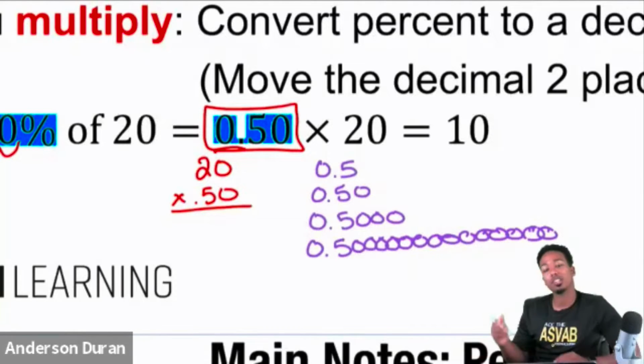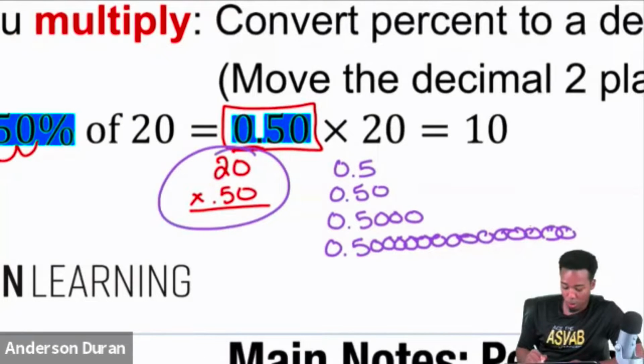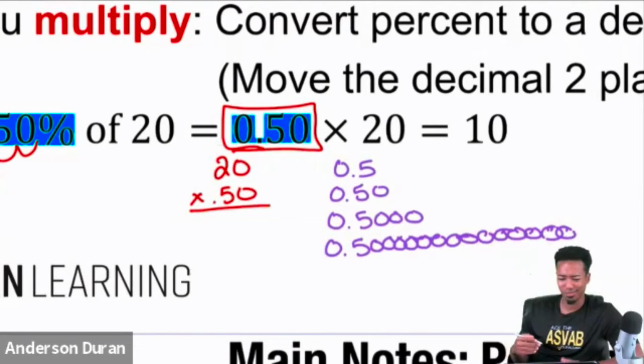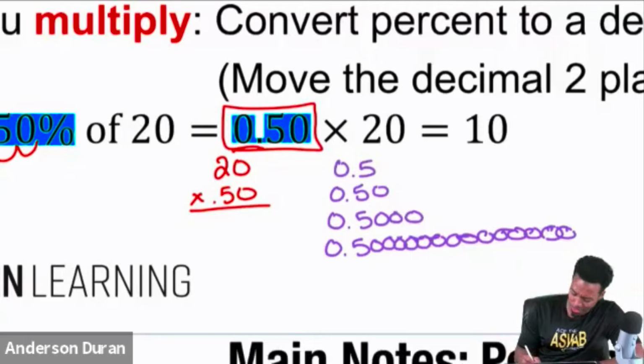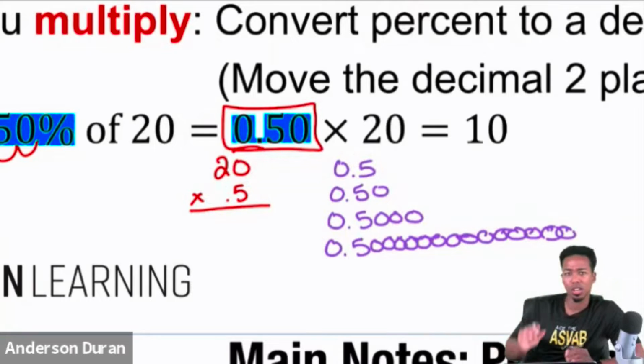And so to give yourself an easier time, knowing that when you multiply, you're going to have to create more rows, don't do that. You can just go ahead and get rid of that 5 right there, and you can just multiply by 0.5. That's all I'm saying there.